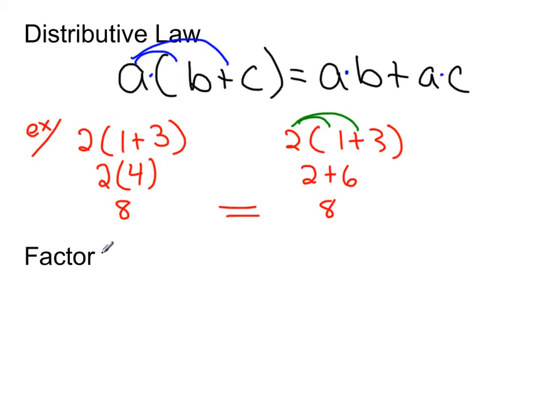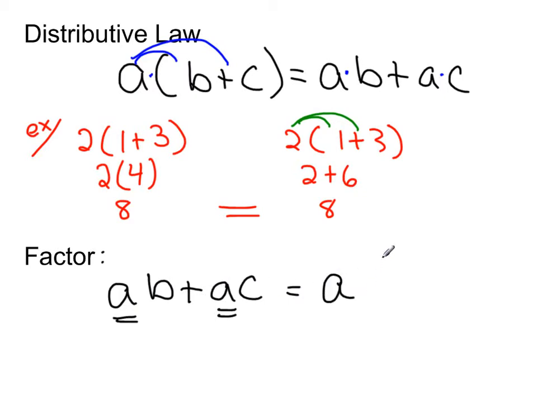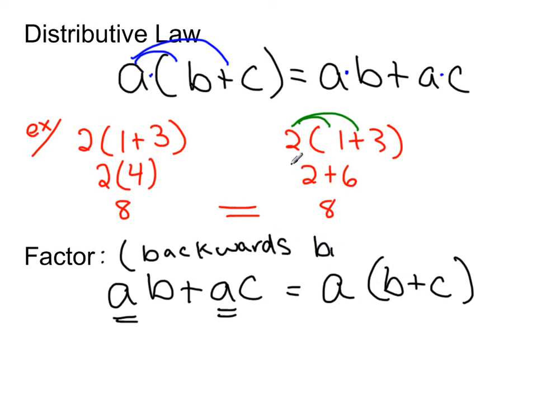Now, factoring, it's not really a law, but it is something where we take something that's already been distributed. There's not a nice example of this until later on, and we notice they have something in common, that A times B and A times C. So we want to undo it, so we'll take that A out. What's left behind is the B plus the C. And factoring is basically backwards, and that's what some people say, backwards distributive law.